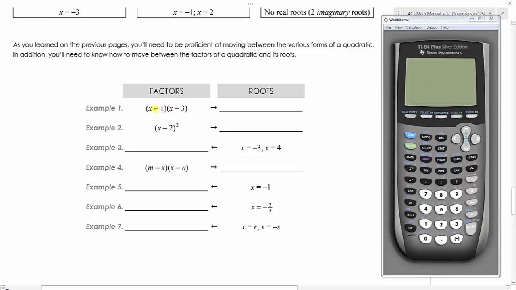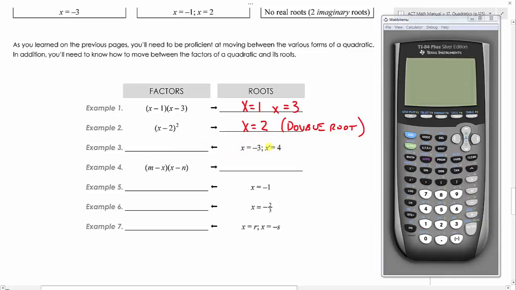Again, I'm assuming that you have some pre-knowledge, some idea of what's going on here. So again, I'm going to go quickly. The roots here would be x equals 1 and x equals 3. The roots here would be x equals 2. That would be a double root. In Algebra 2 or pre-calculus class, you might have heard of that in terms of multiplicity. That has a multiplicity of 2.